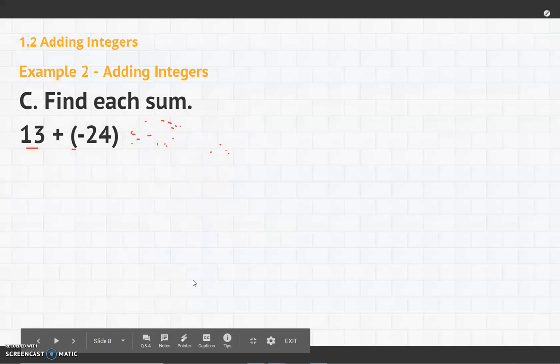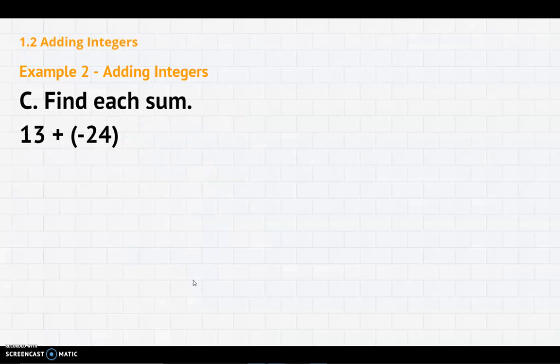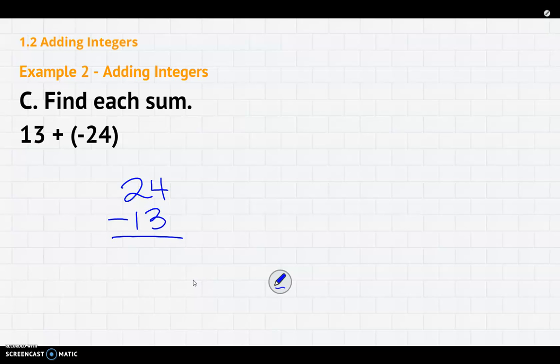All right, another example here. Again, they have opposite signs, and when they have opposite signs, we should subtract them. So 24 minus 13. 4 minus 3 is 1. 2 minus 1 is 1. We end up with 11. What is the sign of the bigger number? Well, 24 is the bigger number, and that sign is negative. So negative 11 is your answer there.